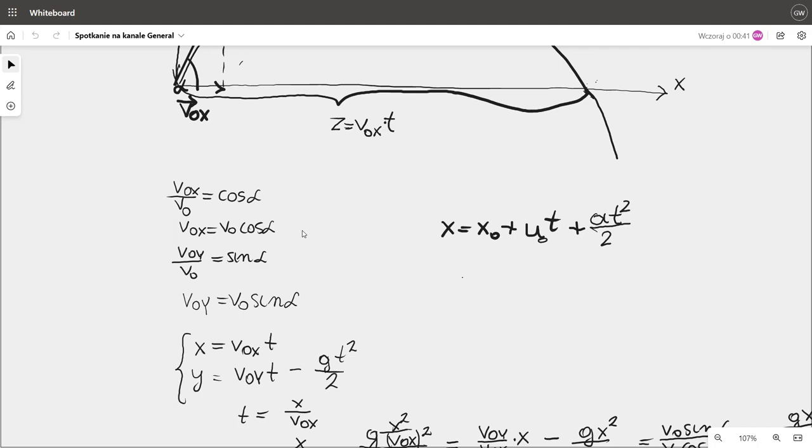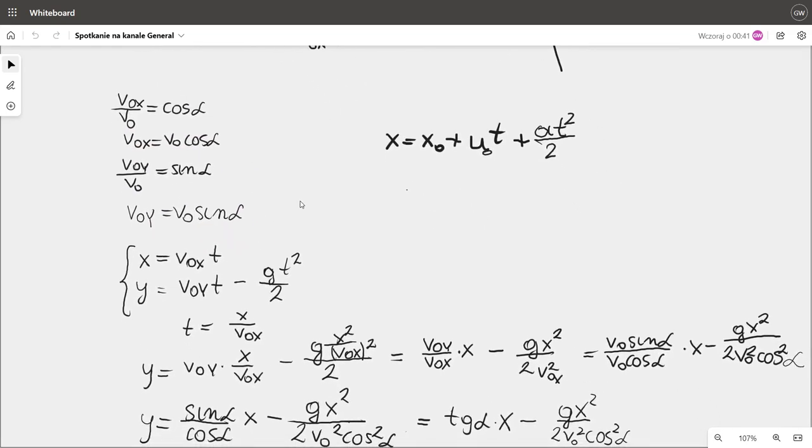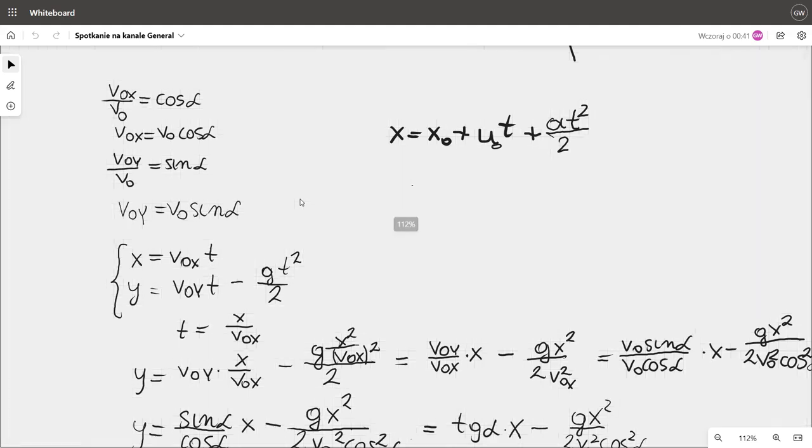We have to express v0x and v0y by v0 and sine and cosine of alpha. It's done here. Now we can write the equation of motion for the x-axis and y-axis.